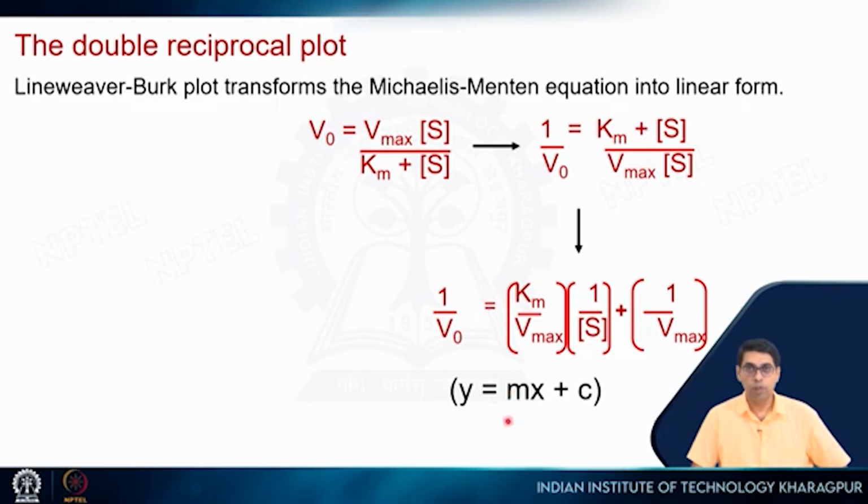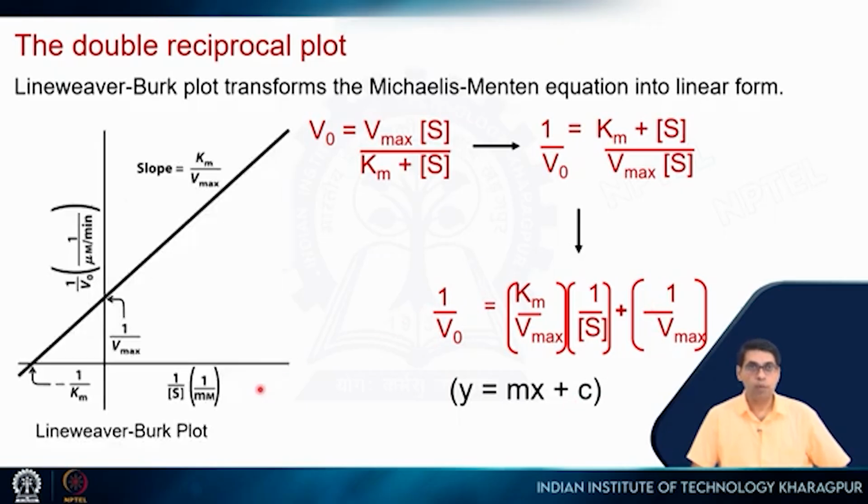So this is in the form of y equals mx plus c. Y is 1 by V naught, x is 1 by S, multiplied by m, which is the slope of the line, Km by Vmax, and the constant c is 1 by Vmax, which gives us the y-intercept. When we plot 1 by V naught against 1 by S, it will look something like this. The actual data will be somewhere here, and then we can extrapolate it to get the y-intercept and the x-intercept, and from that we can determine 1 by Vmax and 1 by Km. So we can get Vmax and Km.